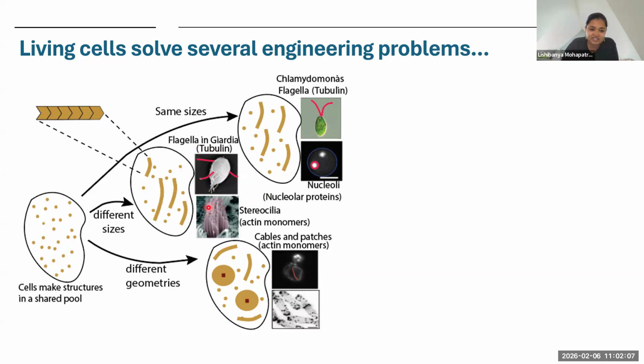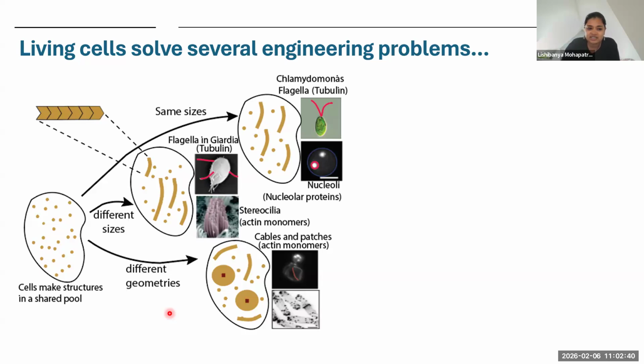If you look at stereocilia, it's a very interesting actin bundle, which displays a very beautiful staircase-like structure. If you see bundles towards the front of the structure, they're quite a bit smaller, but if you go towards the back, they're longer. So it's kind of neat that a cell is able to create structures like that. We also see cells make structures that have completely different geometries, but they share the same pool. An example is yeast, the cables and patches in yeast cells.